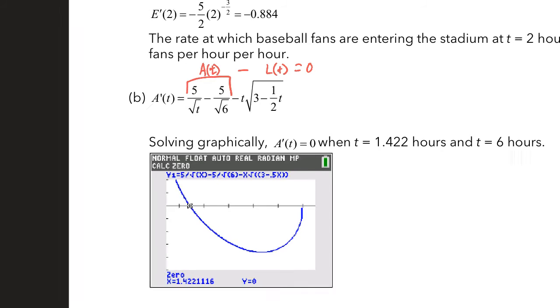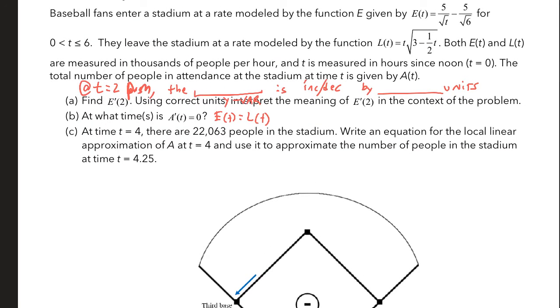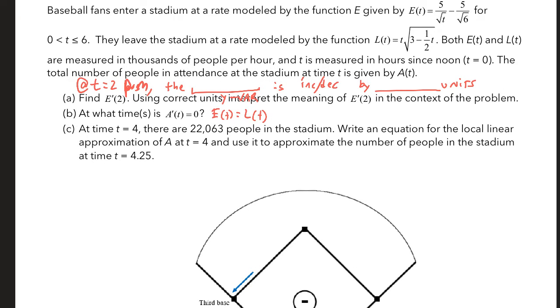Okay, letter C. At time 4, there are this many people. Write an equation for the local linear approximation at that time, and then approximate something else. Oh, okay. So, let's switch colors. L of x is my initial amount plus my derivative. What is this? There are this many. Write the equation for that. Oh, so it's going to be A prime of 4 and then x minus 4.